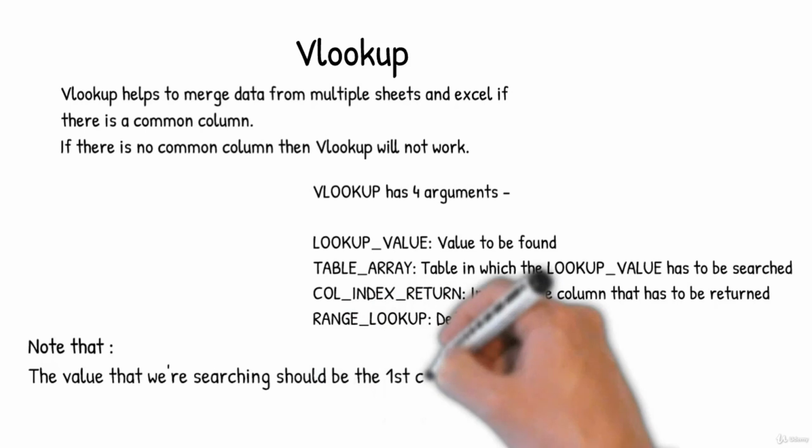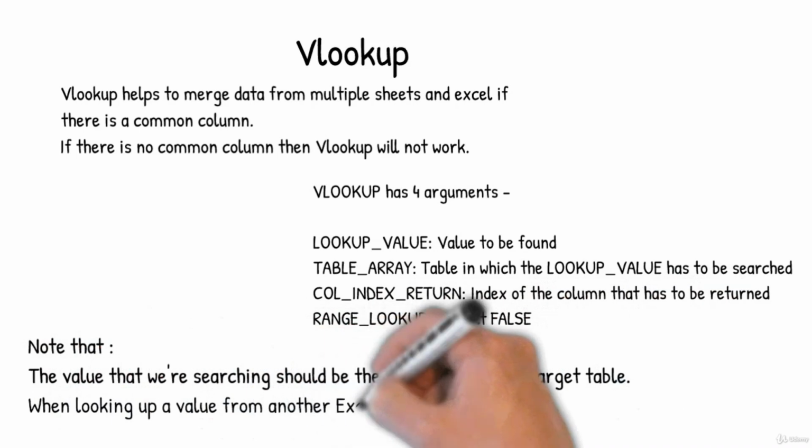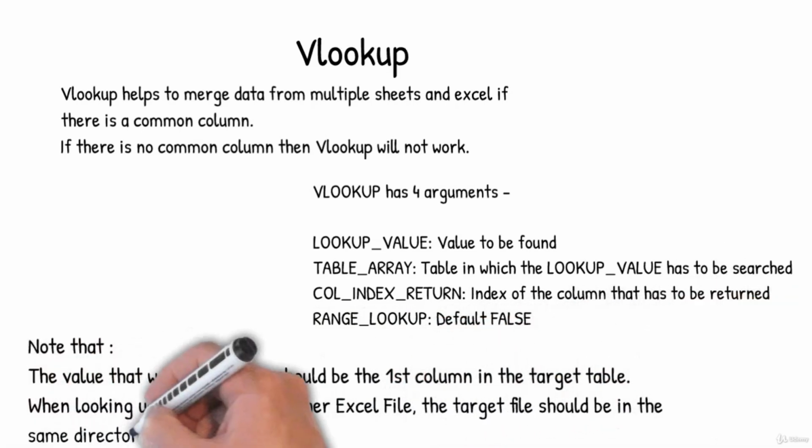Now VLOOKUP has four arguments. Lookup value, the value to be found. Table array, the table in which the lookup value has to be searched, in our example the job type against each average salary. Then column index return, the index of the column that has to be returned. So here we have to return the average salary against the job type. And range lookup, default false. This range lookup should always be false.